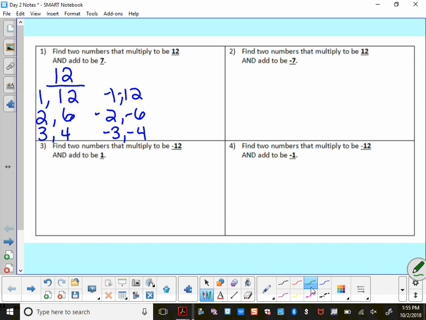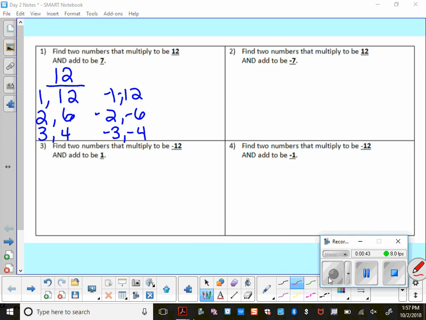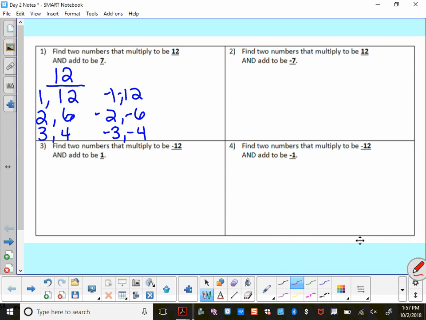Okay, so what did you guys come up with? What adds to give you positive 7? 3 and 4. Positive 3 and positive 4.